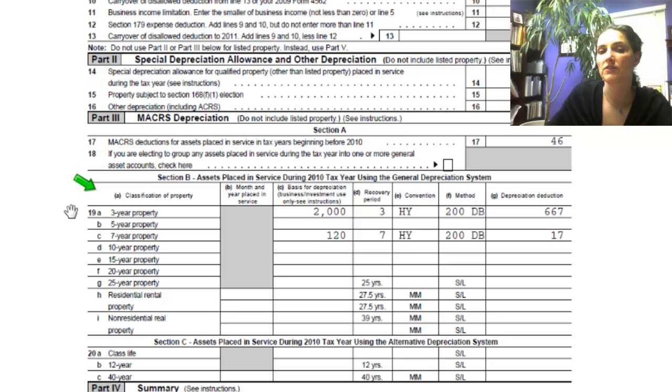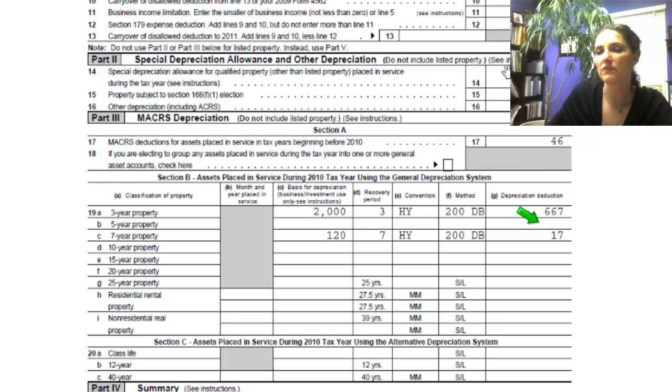Then we look on line 19 to claim depreciation for assets that are not listed property that were placed in service during the current year. We have the racehorse and we have the file cabinet. The racehorse is 3-year property. It had an acquisition cost of $3,000, but we reduced that cost by $1,000 in Part 1. So we begin Part 2 by entering the remaining cost basis, $2,000. The recovery period is 3 years. We apply the half-year convention. The method is 200% declining balance, and there's that $667 deduction that I already showed you on the depreciation schedule. 7-year property on the file cabinet, 200% declining balance, and we get a $17 depreciation entry for the year.